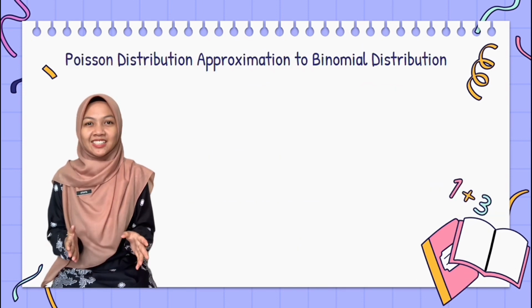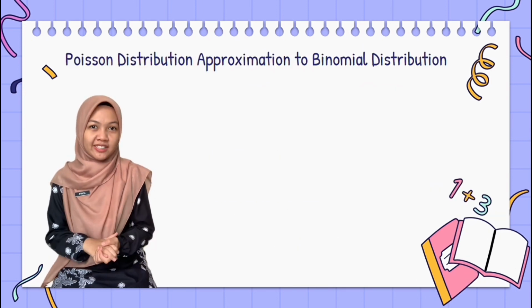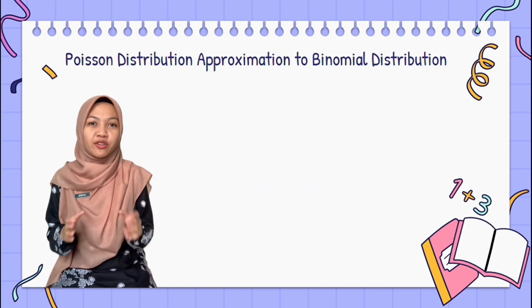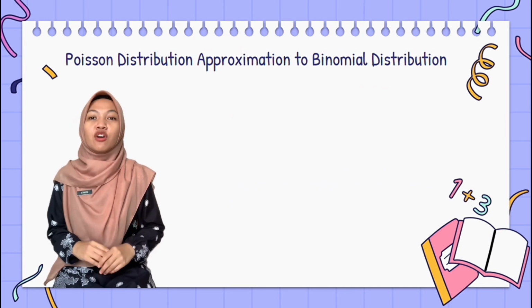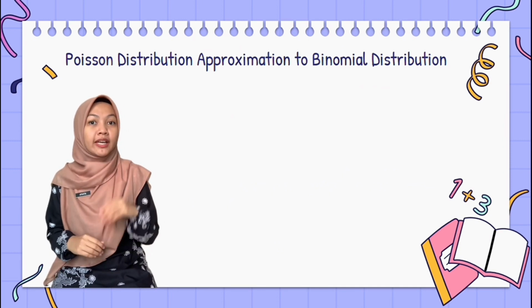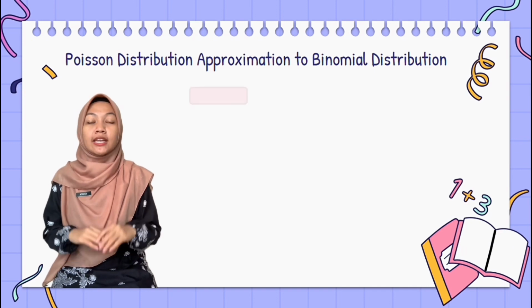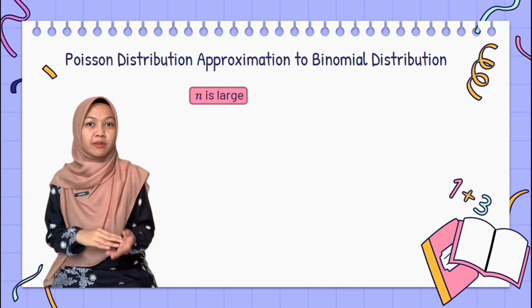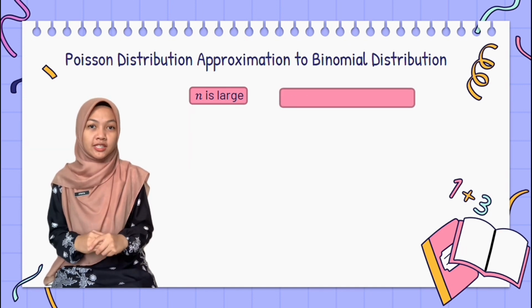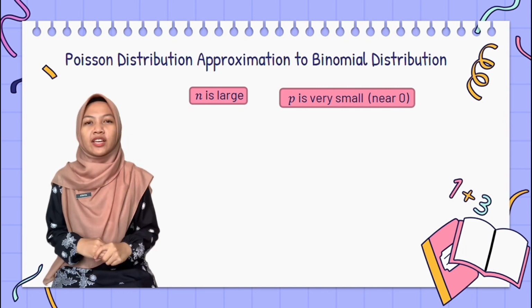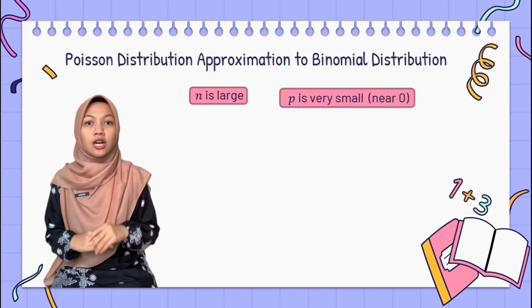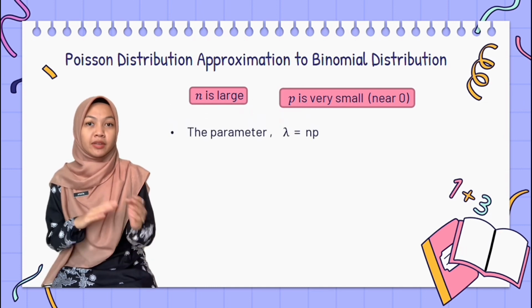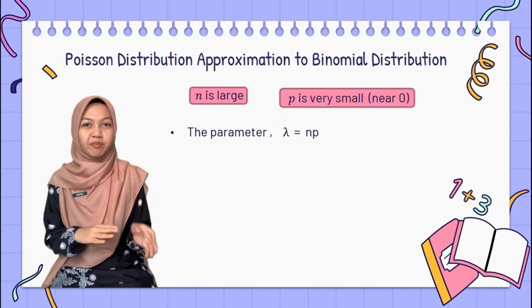Okay, next let's move on to Poisson distribution as an approximation to the binomial distribution. For a random variable with parameters n and p, when the number of trials n is large and the success probability p is very small, which is near to 0, the binomial distribution approaches the Poisson distribution with the parameter lambda equal to np.